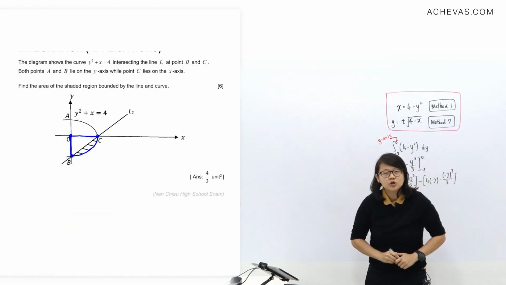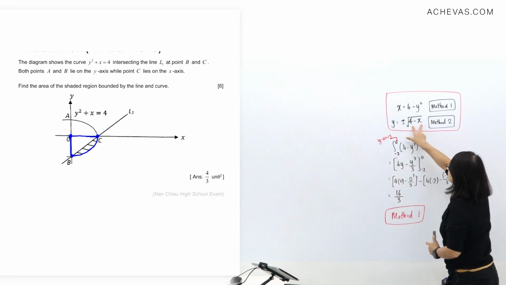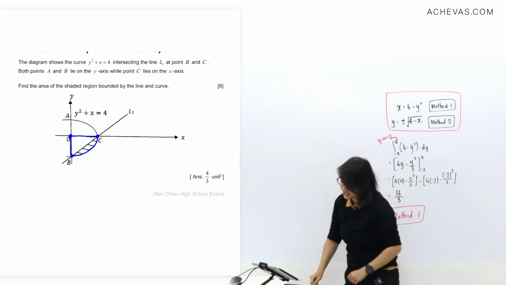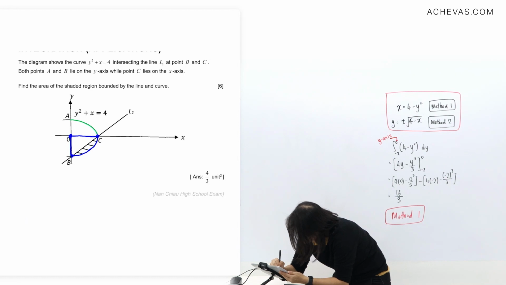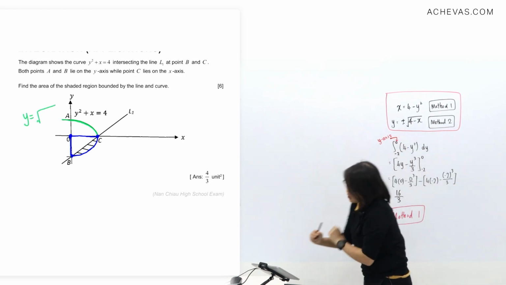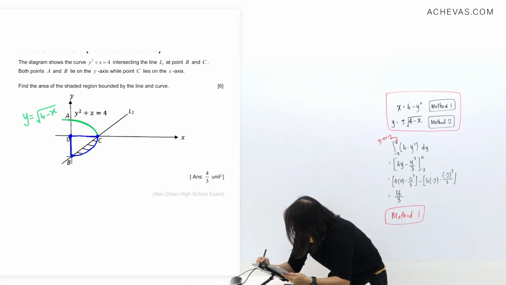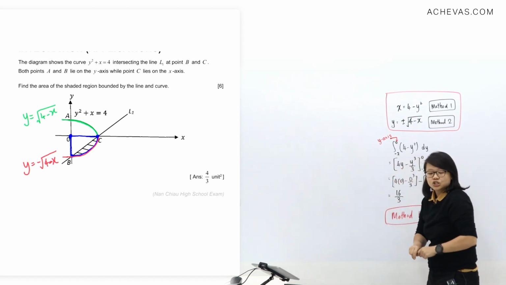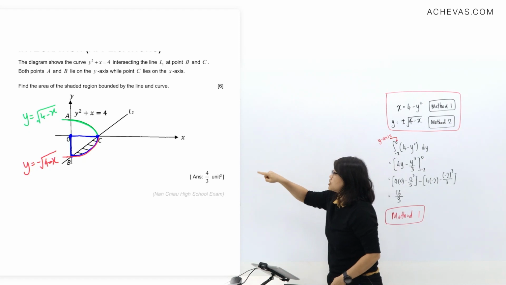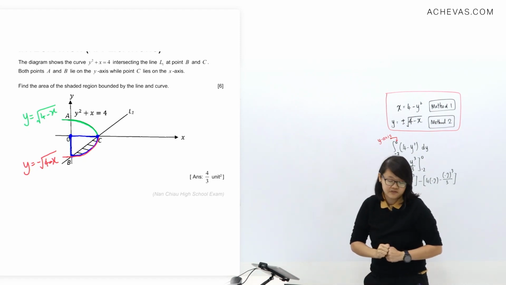Let's take a look at method number 2. Now, we are going to integrate this one here. We have two signs, plus and minus. The meaning of this is that if you look at the y value of this curve, this curve is above the x-axis, so the y value is positive. So this one is taking the positive version of the square root of 4 minus x. And this graph is taking the negative version of the square root of 4 minus x. We are still going to find the blue color region over there, so I'm going to make use of the negative version.